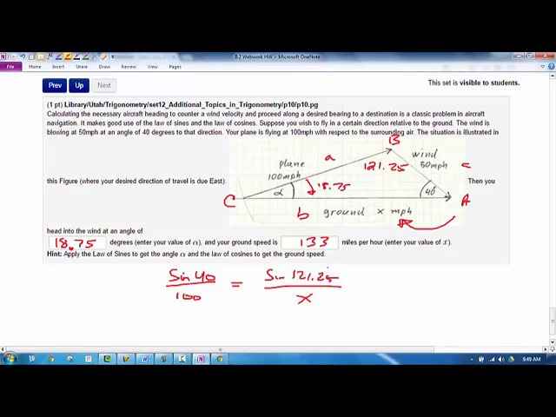Now I don't know if it makes a difference, but I didn't round that. I kept that in my calculator. So things like that might help if you're not getting it right. Be careful with rounding, but that should give you about 133 here.